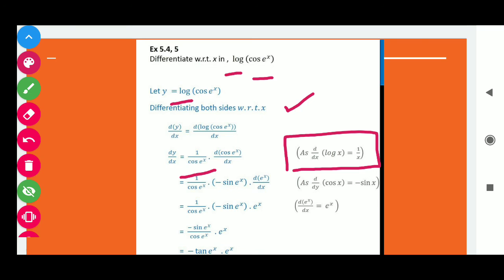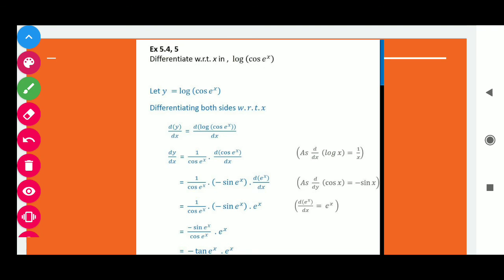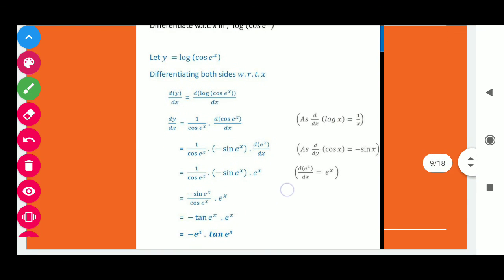Now do derivative of cos. Derivative of cos is minus sine angle. Here the angle is exponential and derivative of exponential is same exponential. And here power is x and derivative of x is 1. In this way we get minus sine e raised to power x over cos e raised to power x, times exponential, and together sine over cos we get tan. In this way this is our required result.